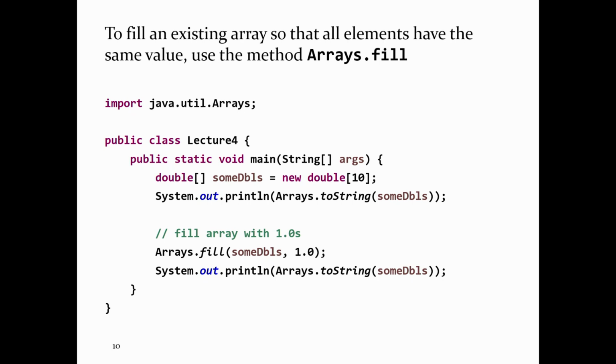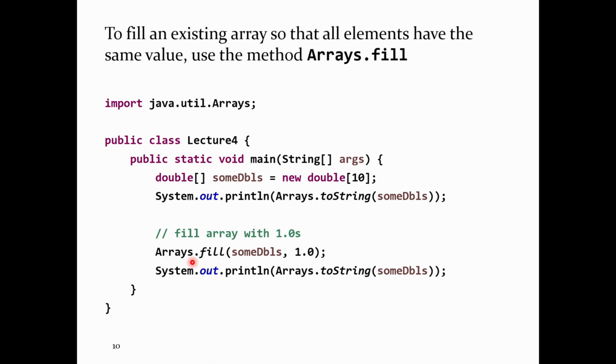Okay, if you're not happy with the default value of 0 or false, you want something else, you can always ask this class called Arrays to fill in your array with some other value. So here I have an array of doubles, 10 double values. If I print that out, I'll get 10 0.0s. If I wanted an array of 10 ones instead, I can fill the array with the value 1.0.